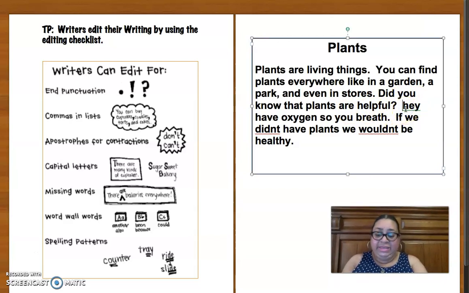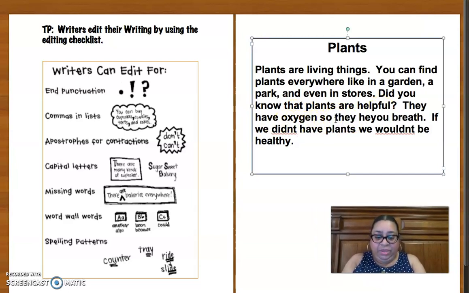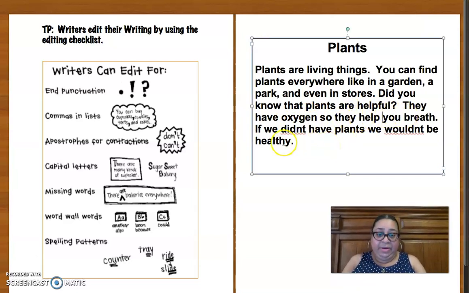Okay, I know that that's not correct. I always have to start with a capital letter. They have oxygen so you breathe. That's not really clear. I don't think I understand what that means. They have oxygen. Okay, plants have oxygen, so they help you breathe. They have oxygen, so they help you breathe. That sounds better. Let's go to the next one. If we didn't have plants, we wouldn't be healthy. Oh, I don't have my apostrophe where it belongs.